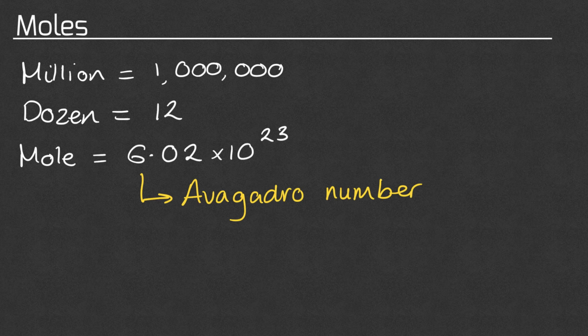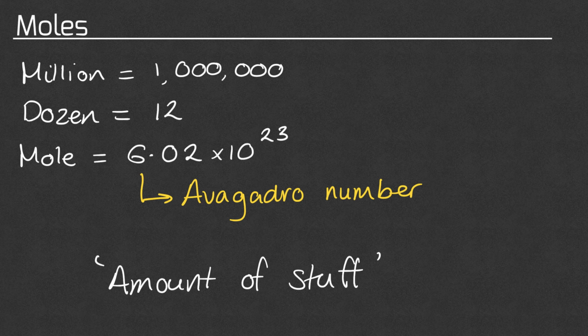You may sometimes also hear this called the Avogadro number, or the Avogadro constant, because it was named after the scientist Avogadro who discovered it. So effectively, a mole is just the amount of stuff we have. It's a way of working out how much of a chemical we've actually got. And we're going to look at how we can calculate this in a moment.